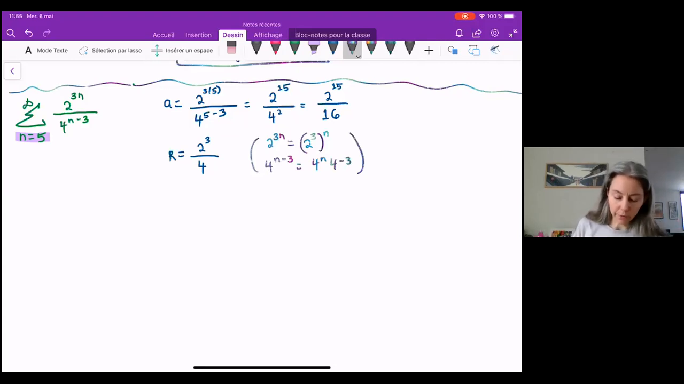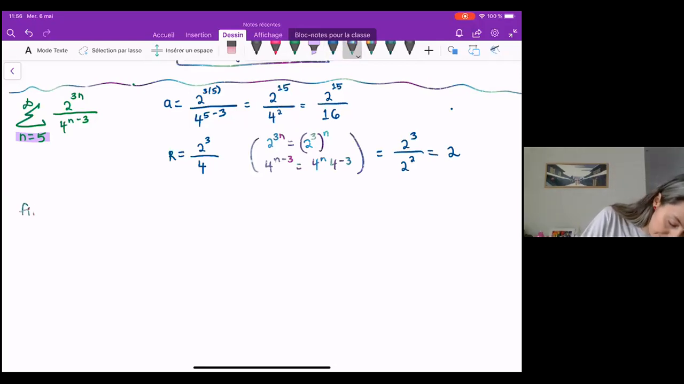Okay, so I am going to simplify this now. So in other words, I have 2 cubed on top. 4 is actually just 2 squared, which means that my r is actually 2. So again, before we go on and make any conclusions, I'm going to find r in a different way. We're going to find r by ratios.